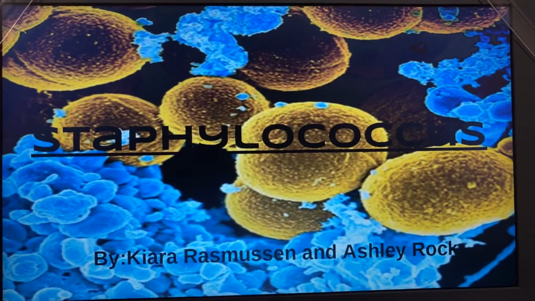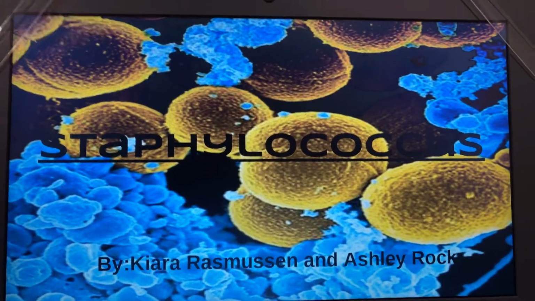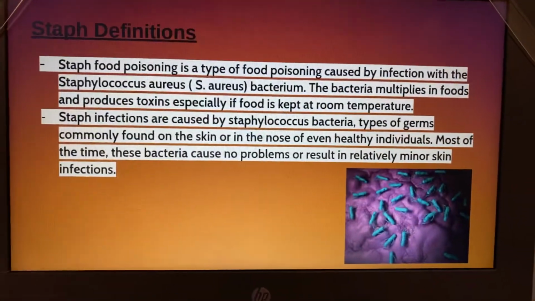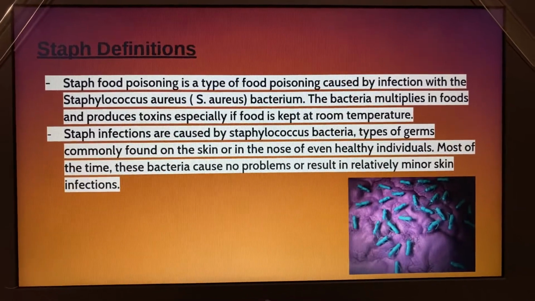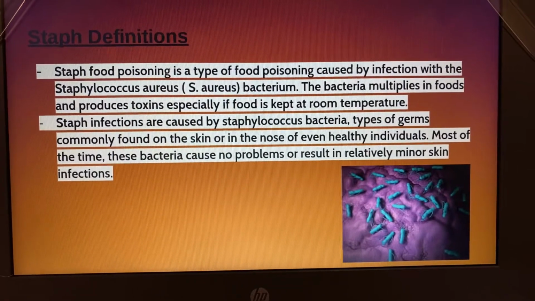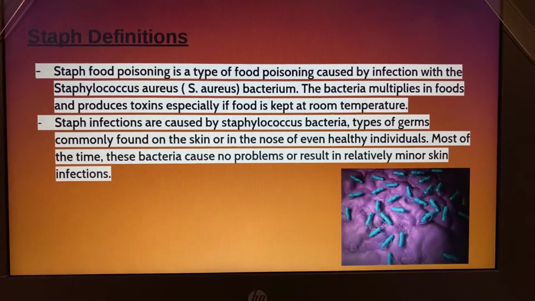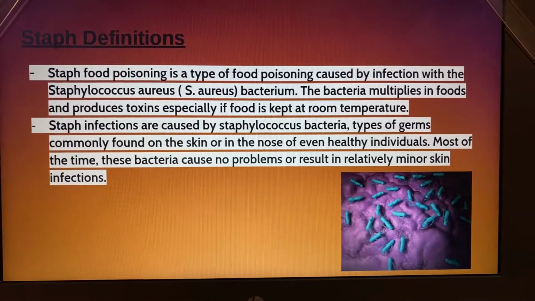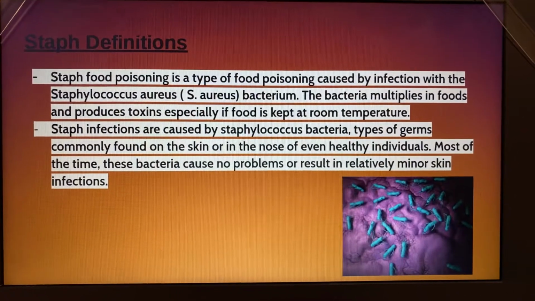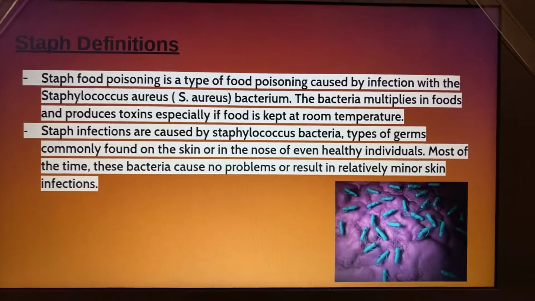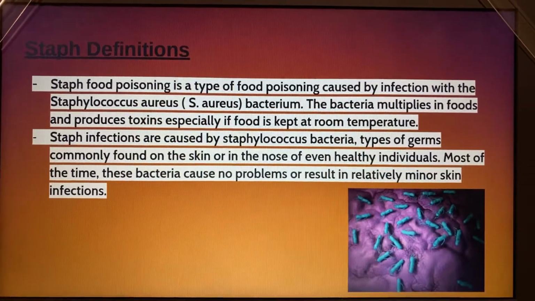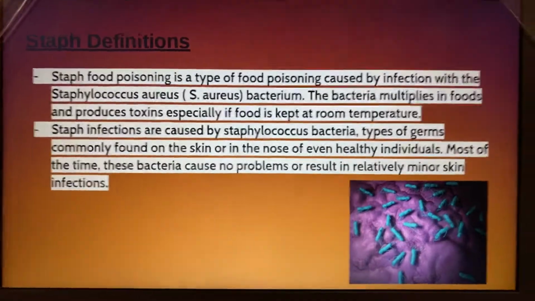But the foodborne illness I have was staph infection. Staph definitions. Staph food poisoning is a type of food poisoning caused by an infection with the Staphylococcus aureus bacterium. The bacteria multiplies in food and produces toxins, especially if food is kept at room temperature. Staph infections are caused by Staphylococcus bacteria types of germs, commonly found on the skin or in the nose of even healthy individuals. Most of the time, these bacteria cause no problems or result in relatively minor skin infections.